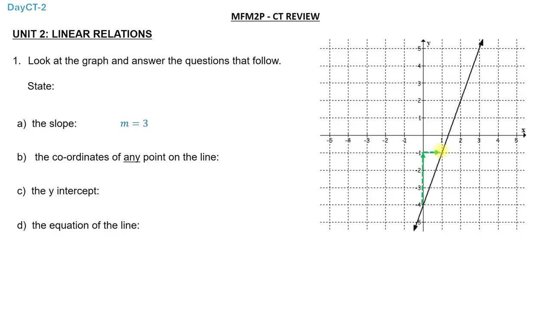Pick the coordinates of any point on the line. Well, 1, -1 seems as good as any. The y-intercept, as we've said already, is -4. And once we have the slope and the y-intercept, we can state our equation as y equals 3x minus 4.